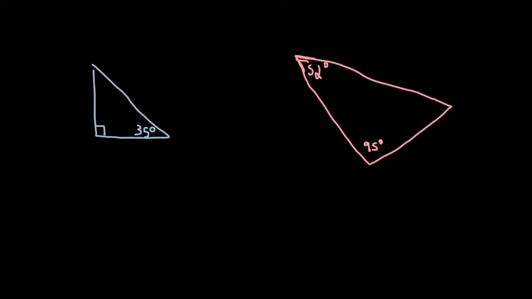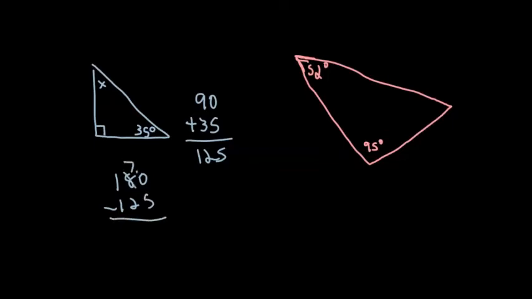Alright, so now we need to find the missing angle measure. So in that first blue one, we got a 90 degree angle and a 35 degree angle. So we need to add those up. So we get 125. There's always 180 degrees in a triangle. So we're going to take 180 and subtract 125 from it to get 55 degrees. So x equals 55 degrees.